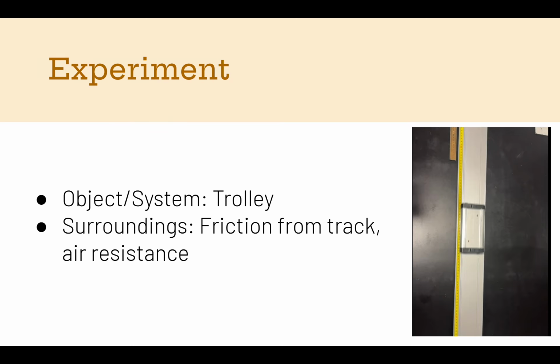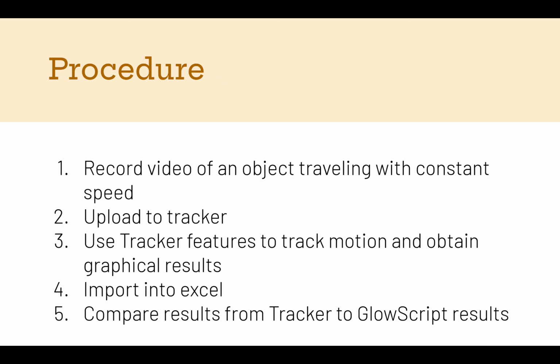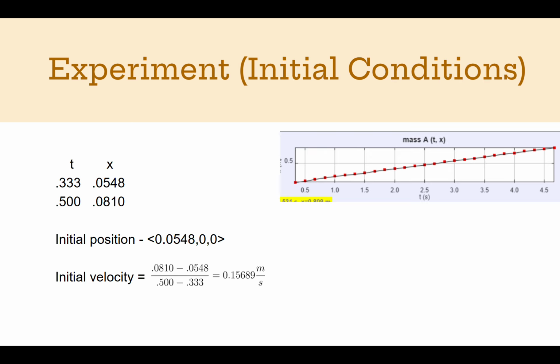Experiment. So the object/system was a trolley. The surroundings are friction from the track and air resistance that we didn't account for. The procedure that we used was to record a video of an object traveling with constant speed, a trolley. We uploaded it to Tracker. We used Tracker features to track the motion and obtain graphical results. Then we imported it into Excel and compared the results that we obtained from Tracker to our computational model results.